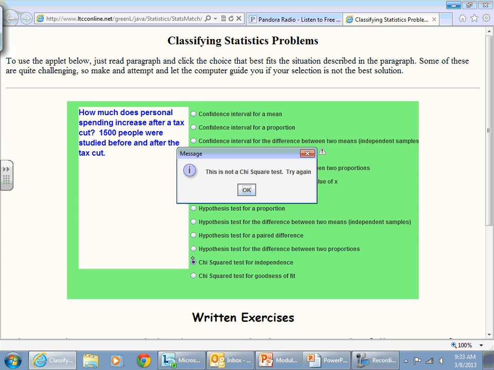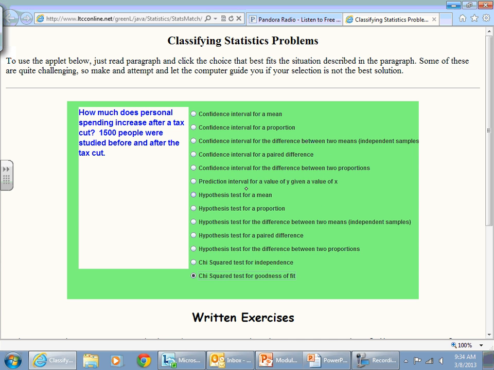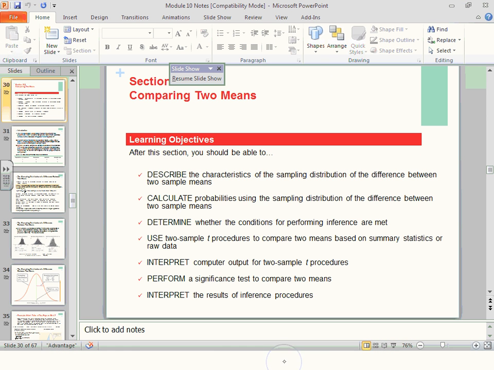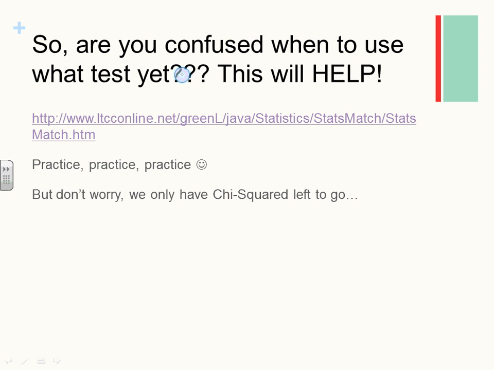Now these two down here, you do not know yet, the chi-squared. We're going to get to that in the next module. So if you get one of those, sorry right now. But if you wanted to start practicing, this is a really good website. Okay, so we only have chi-squared left to go with all of the tests.